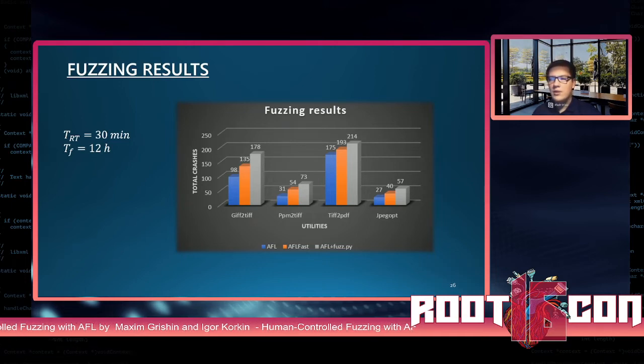The report table update time is 30 minutes. The fuzzing results are shown on this slide. For each utility and each fuzzer, the total number of unique crashes and total coverage were determined. Analyzing the results on the graph, we can conclude that the proposed fuzzing system in most cases finds crashes faster than other fuzzers.